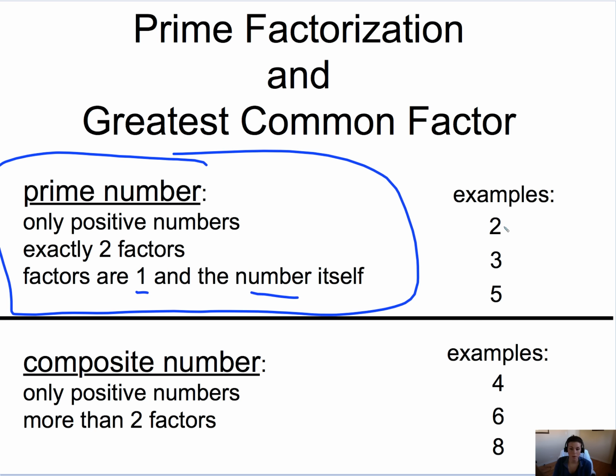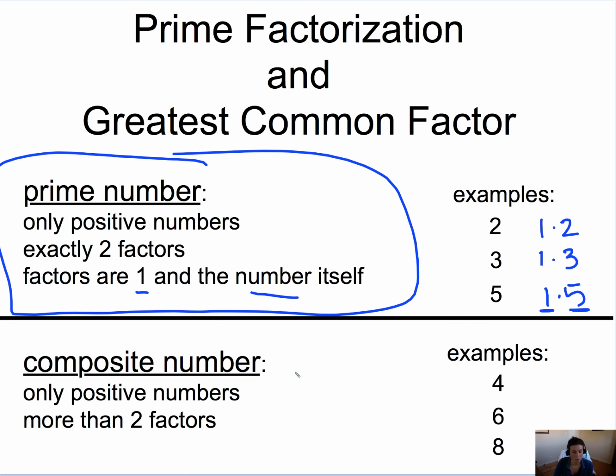2 is a prime number because you can only have the factors of 1 times 2. The factor is 1 and the factor is the number itself. That's why it's prime. Same thing with the number 3. 1 times 3. Those are the only two factors of 3. There's nothing else. 2 is not a factor of 3. And then for 5, 1 times 5. So those are prime numbers because they are only divisible by 1 and themselves.